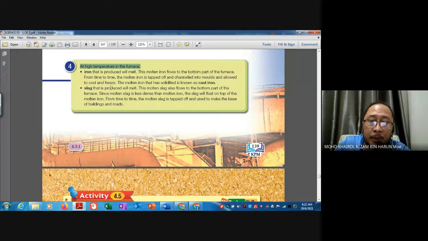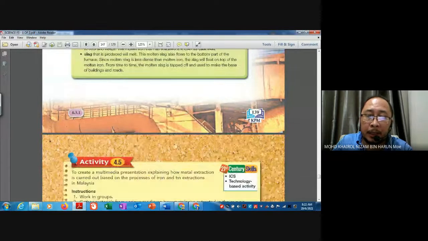Slag is produced as a melt. This molten slag also flows to the bottom part of the furnace. Since molten slag is less dense than molten iron, the slag will float on top of the molten iron. From time to time, the molten slag is tapped off and used to make the base of buildings and roads. So that is the conclusion about the iron extraction.